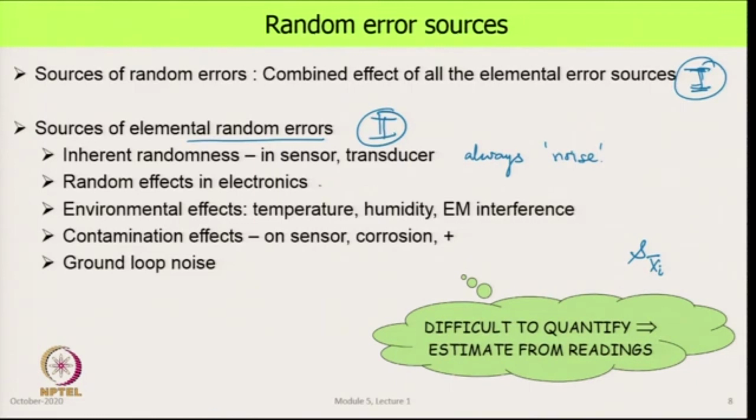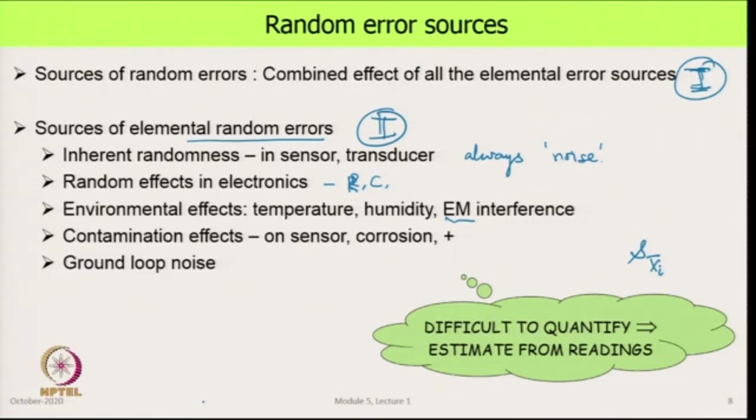Then there would be random effects in electronics. So, you have elements like resistance, capacitors, inductors, all of them, nothing is exact, and they always have some randomness in their behavior. So, this contributes to the errors. Then you have environmental effects like temperature, humidity, and I put here electromagnetic interference. So, we cannot fully control these. We think their impact is very minimal, but they are contributing some small error in the measurement.